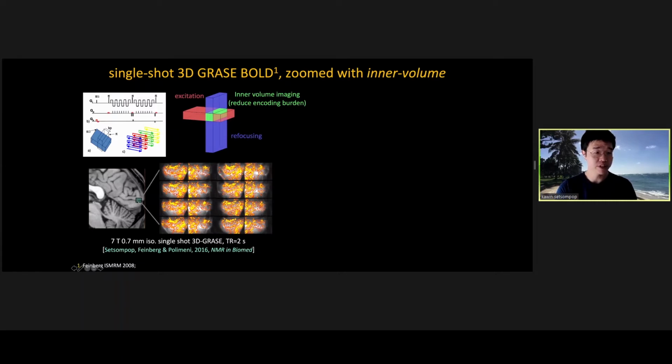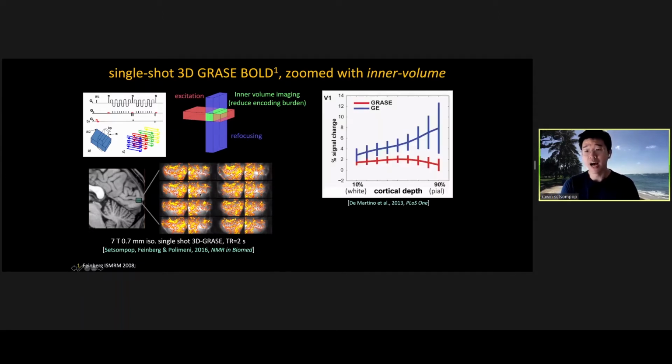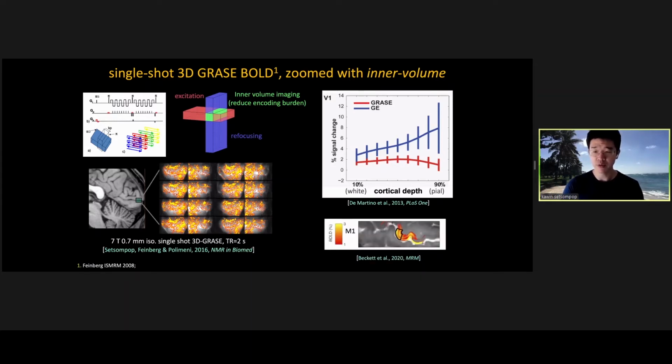GRASE sequence in the visual cortex, for example, here at 0.7 millimeter isotropic. Here's another example showing nice results that the GRASE sequence is not biased at the pial surface when compared to gradient echo, and you get this nice flat profile of activation across the V1 region. Here's more recent work in the motor area showing the nice double peak across the cortical depth as expected.